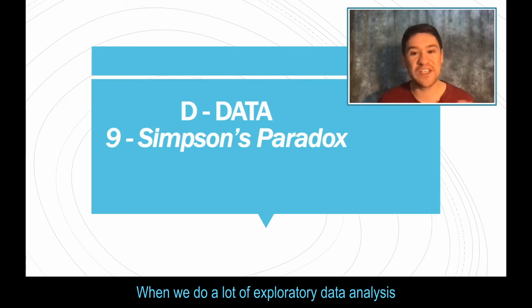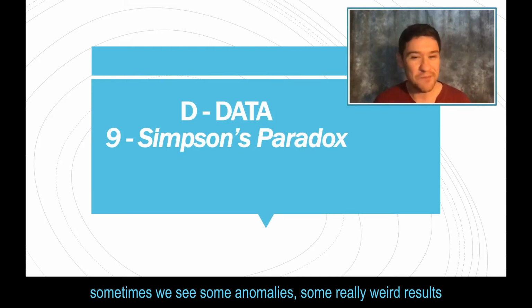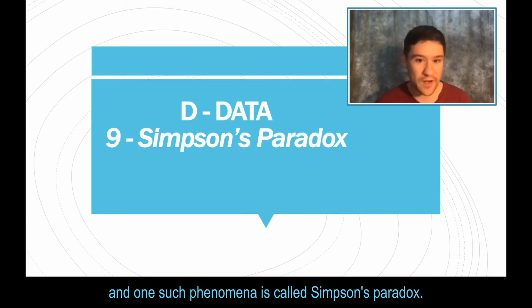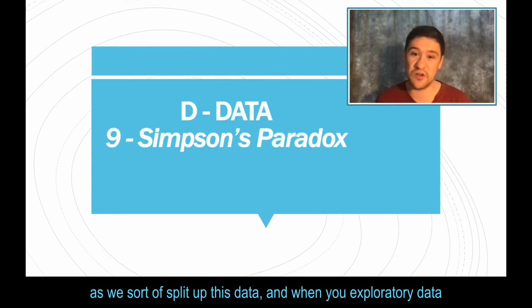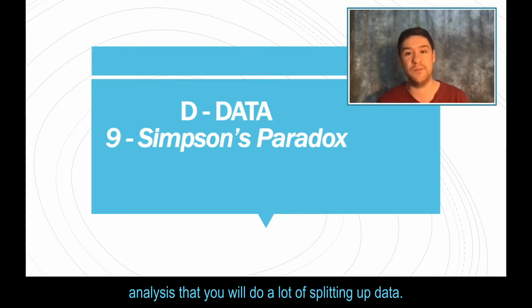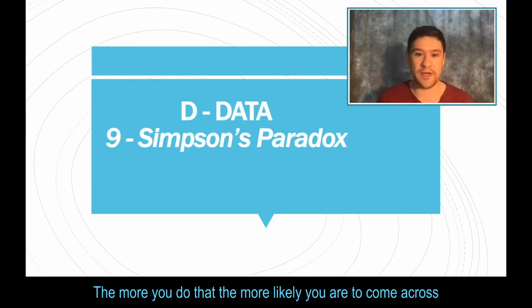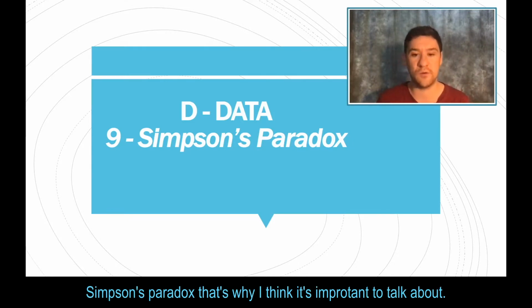When we do a lot of exploratory data analysis, sometimes we see some anomalies, some really weird results. One such phenomenon is called Simpson's paradox. In Simpson's paradox, we see different trends as we split up the data. When you do exploratory data analysis, you will do a lot of splitting up data, but the more you do that, the more likely you are to come across Simpson's paradox. That's why I think it's important to talk about.